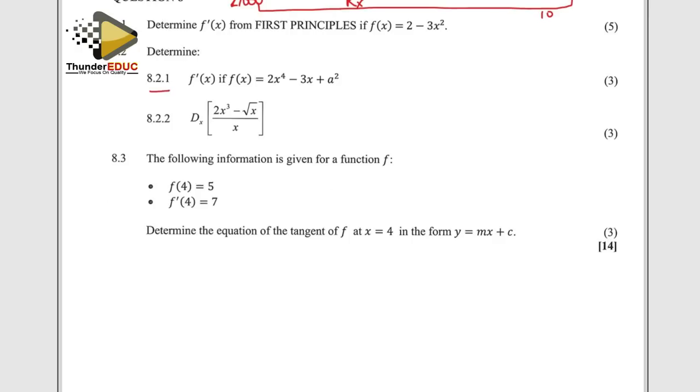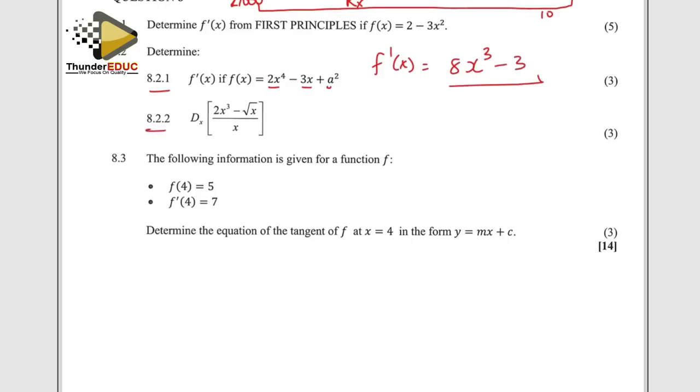All right, then 8.2.1. You want us to find the first derivative of this. So this has x, this has x, this has nothing like x. So I'm going to treat this as a constant, which must fall away. So f prime of x is going to be 8x cubed minus 3.